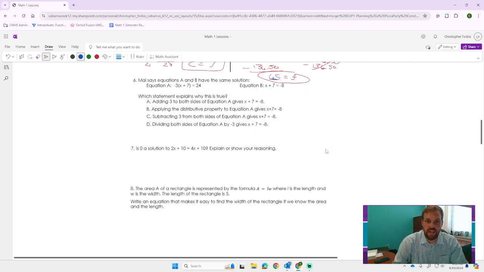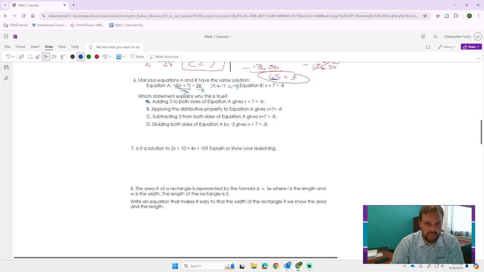Number 6 says equations A and B have the same solution. All right. So which statement explains why this is true? Well, let's think about it. Adding 3 to both sides of equation A gives x plus 7 equals negative 8. Well, no, because we're multiplying by a negative 3. So really, if I divide by negative 3, that would be true. So I get x plus 7 equals negative 8. So that's not right. Go through these on your own.